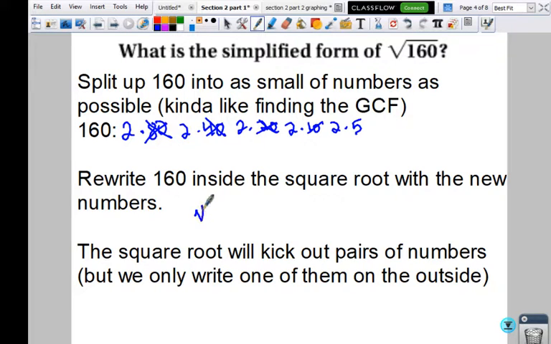So I'm going to go square root of, I'm going to have to make a really big square root symbol. 2 times 2 times 2 times 2, another 2, and then a 5, right? Okay, I rewrote this. This is still 160. I just split it up in small pieces.